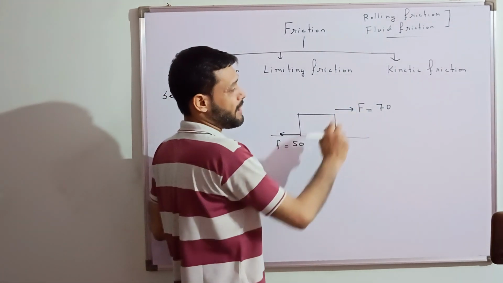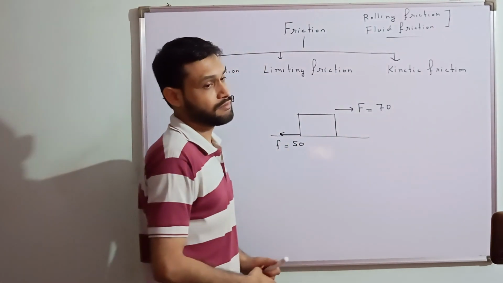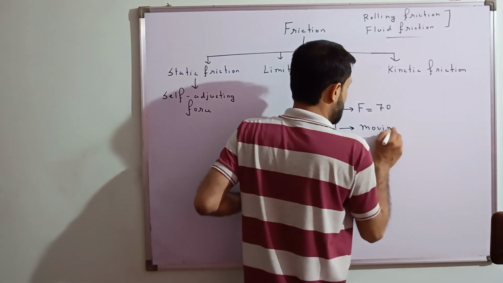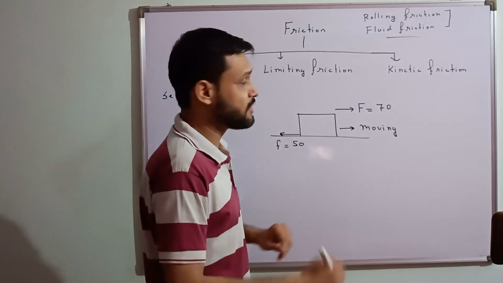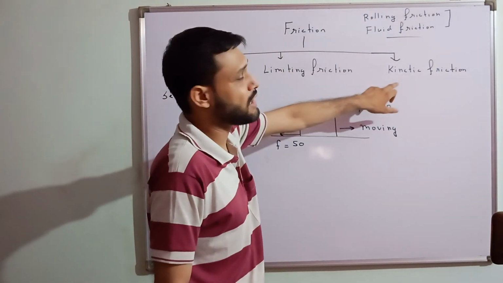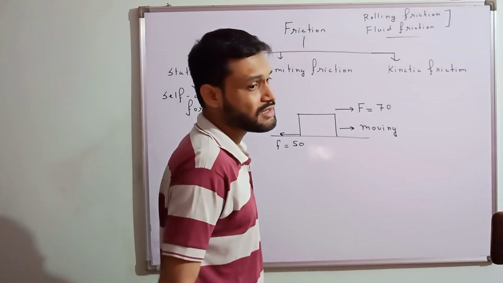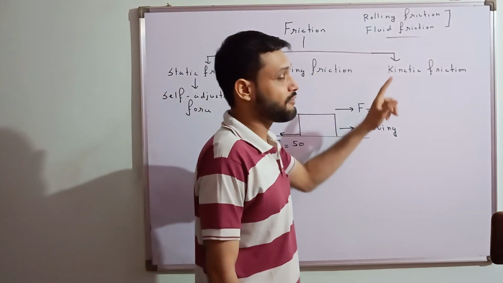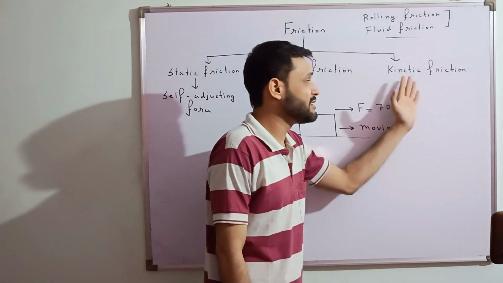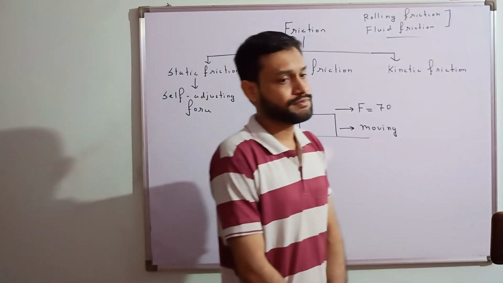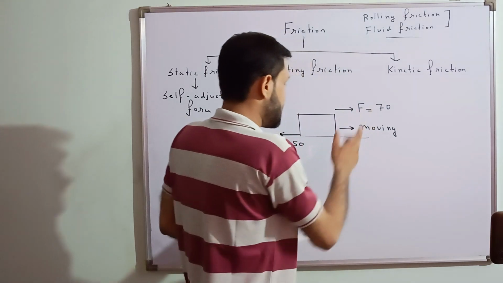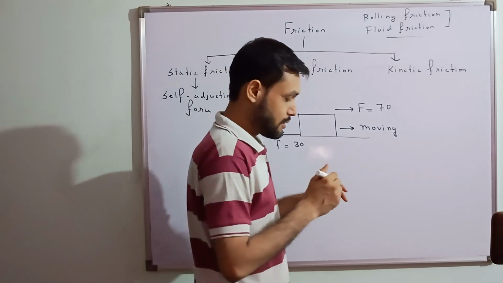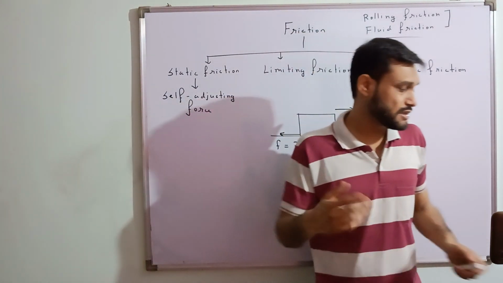Now what if I apply 70 Newton force and once it has started moving, what will happen? Once it starts moving, the nature of the friction changes, from static friction to kinetic friction, isn't it? And we know the kinetic friction is always less than the static friction. This time, if it starts moving, the friction can come down to even 30 Newton instead of being 50 Newton. Why has this friction reduced?